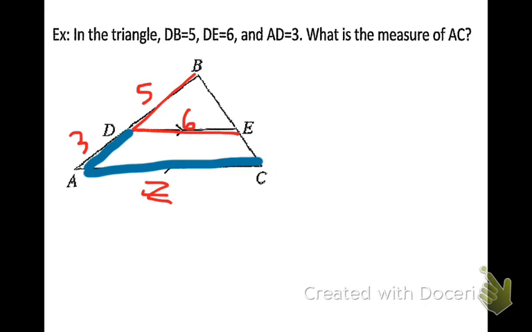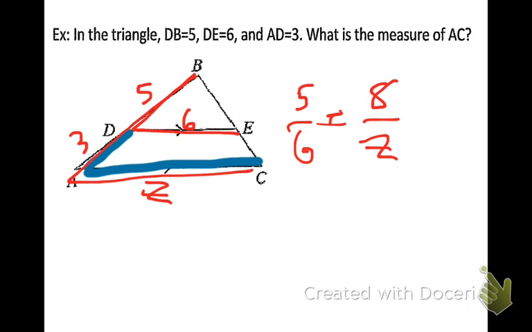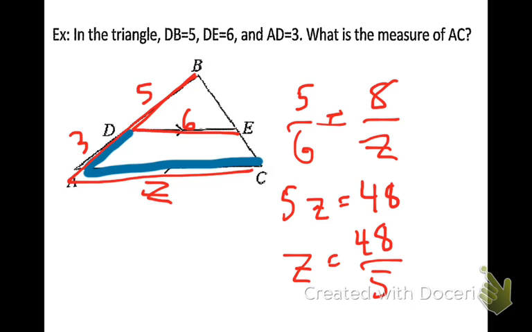So Nick was right. We would set this up as 5 is to 6 as 8 is to z, the entire length of the side. Then we cross multiply, and we get 5z equals 48. So z equals 48 over 5. Any questions?